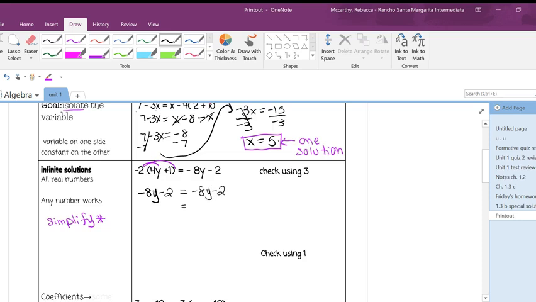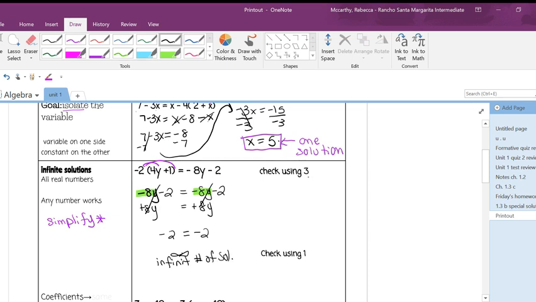Now, notice that my coefficients on either side are the same. So when that happens, and I'm going to send them to one side or the other, I'm going to add 8y to both sides. And when that happens, they go away. So the only thing I'm left with is a -2 on this side and a -2 on this side. When they are identical on both sides, there's an infinite number of solutions. Okay? So that means any number works, infinite number of solutions.